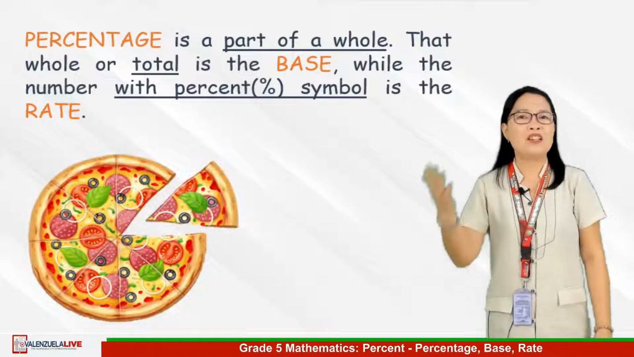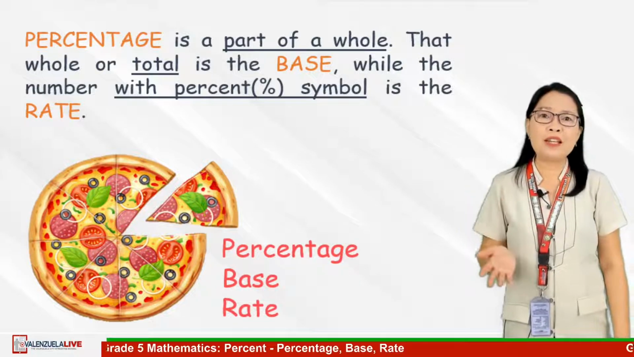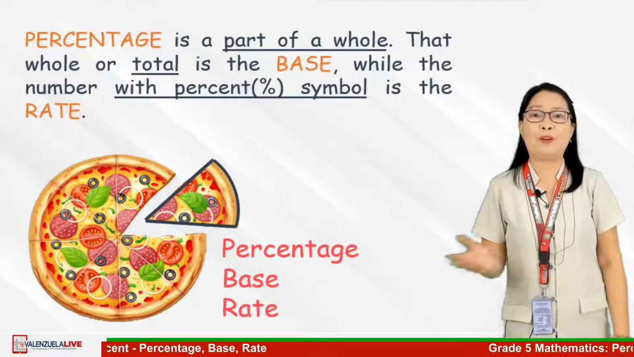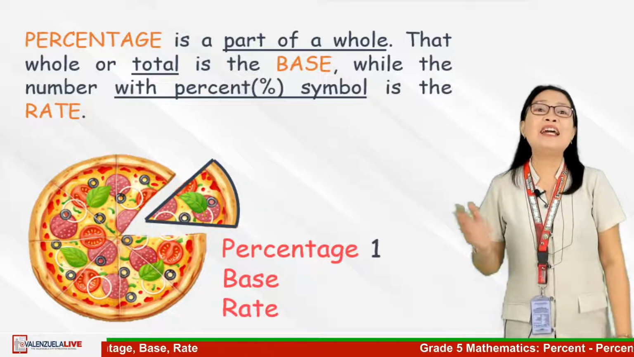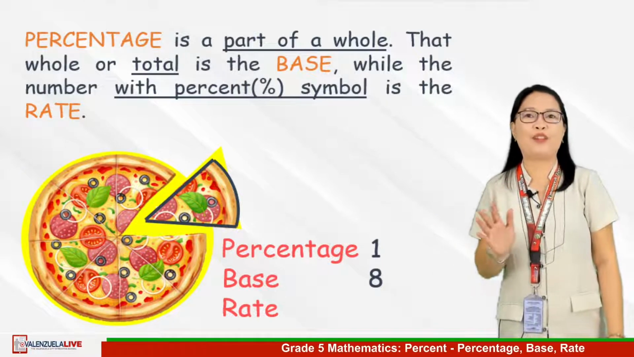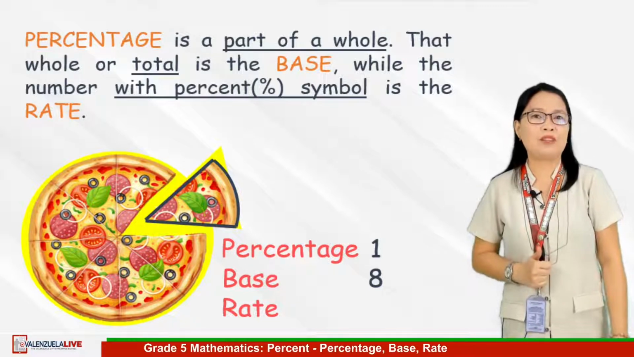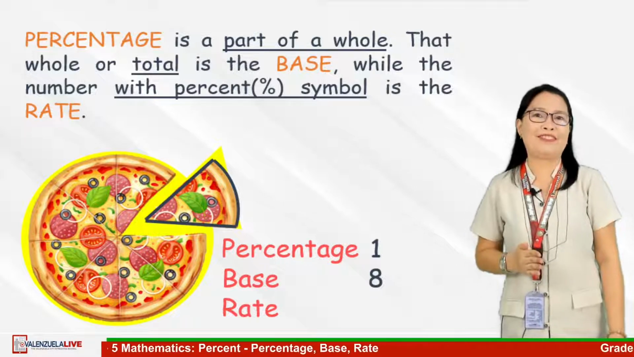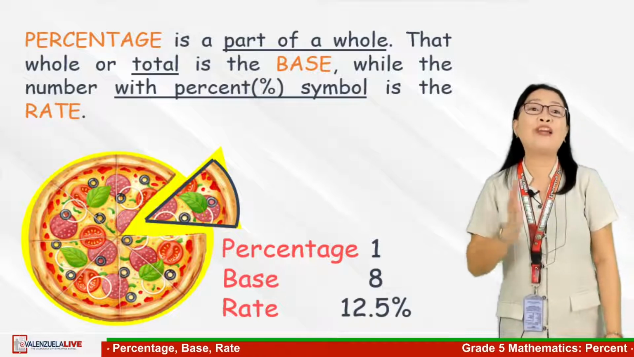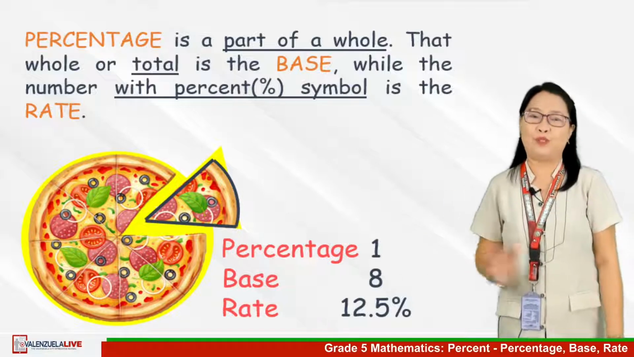Okay, let's keep moving. So, for example, this whole pizza. What is the percentage, the base, and the rate? In this example, the percentage is the one part. One part has been taken. And the base is 8. So the whole is divided into 8 equal parts. And the rate, what do you think? It refers to the one part that's been taken. 1/8, that is 12.5%. The one part of the pizza represents 12.5% of the whole.